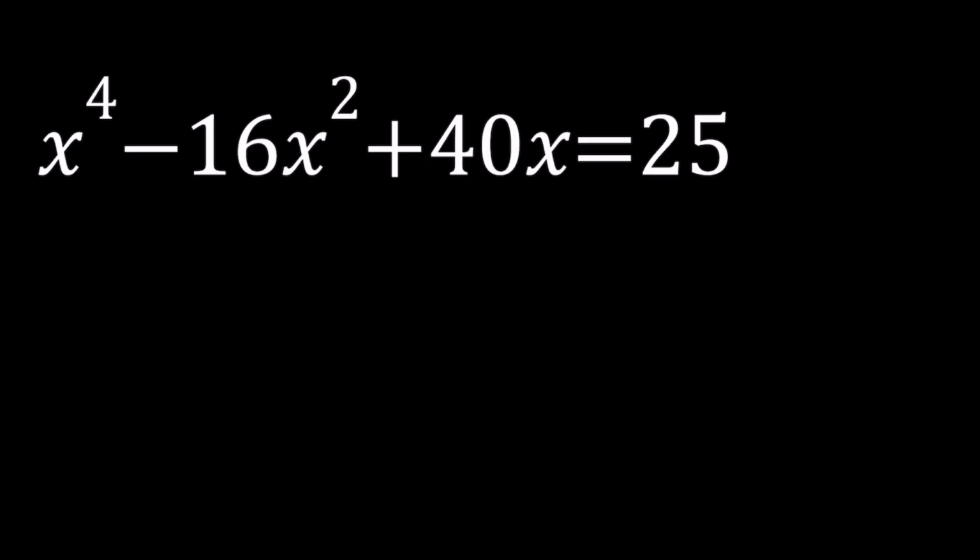Hello everyone. In this video we're going to be solving an interesting quartic equation. We have x to the fourth minus 16x squared plus 40x equals 25, and we're going to be looking for x values. We're going to find all the solutions. I'm also going to show you a graph that verifies our findings. And I'll be presenting two methods. Let's start with the first method.